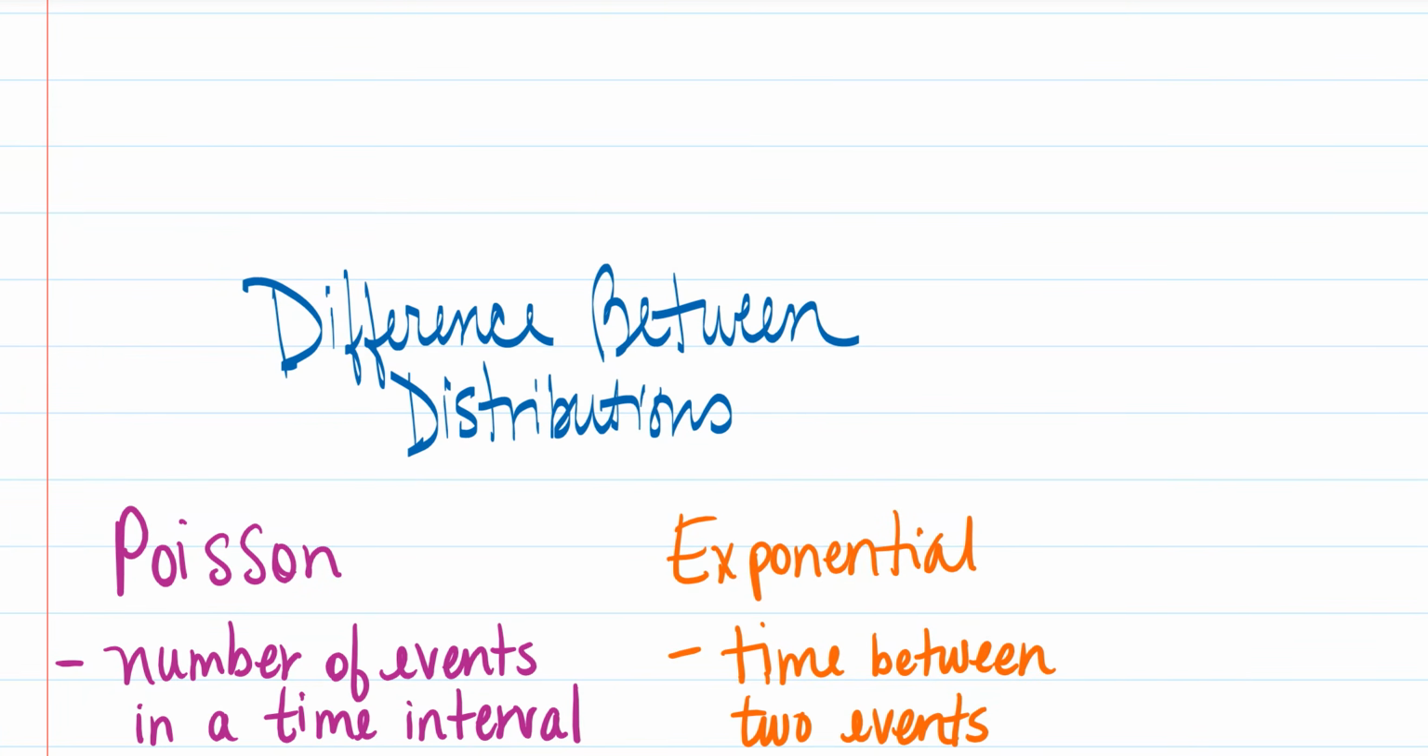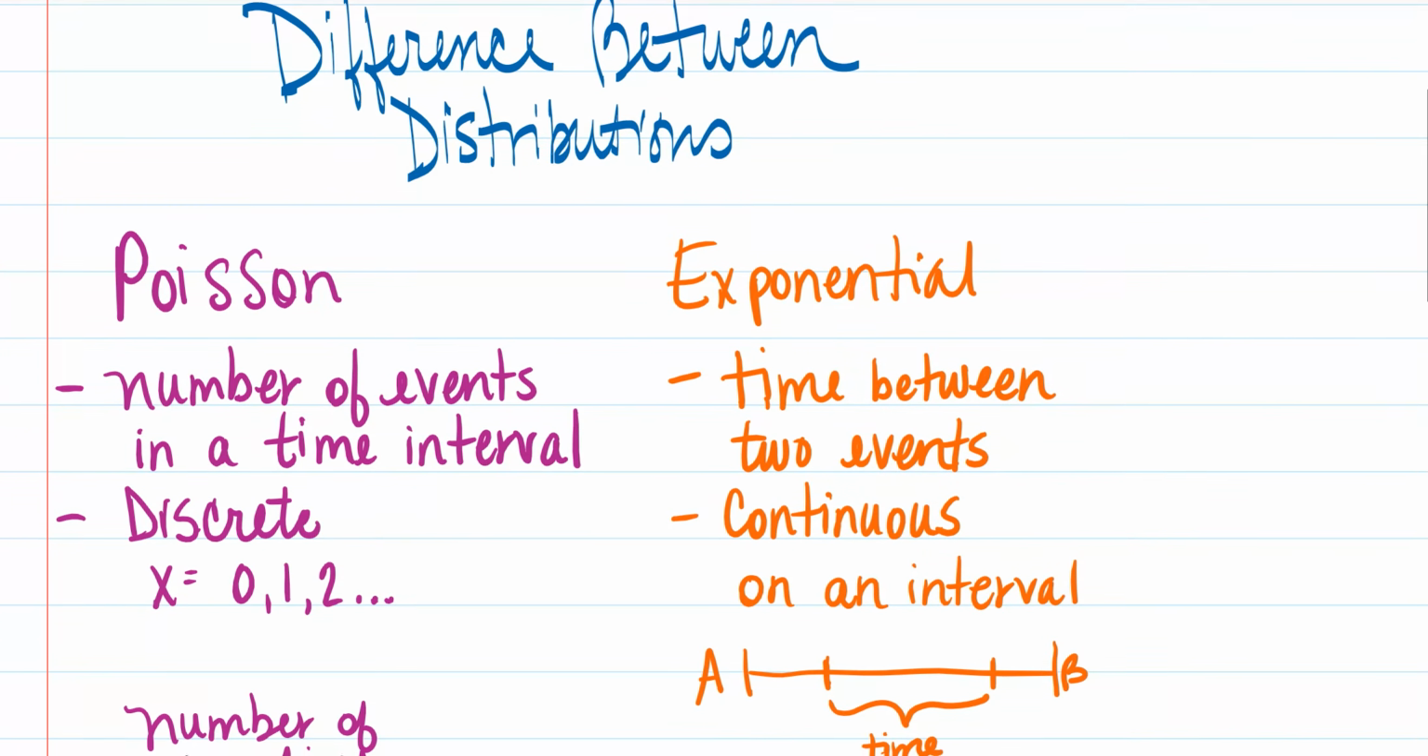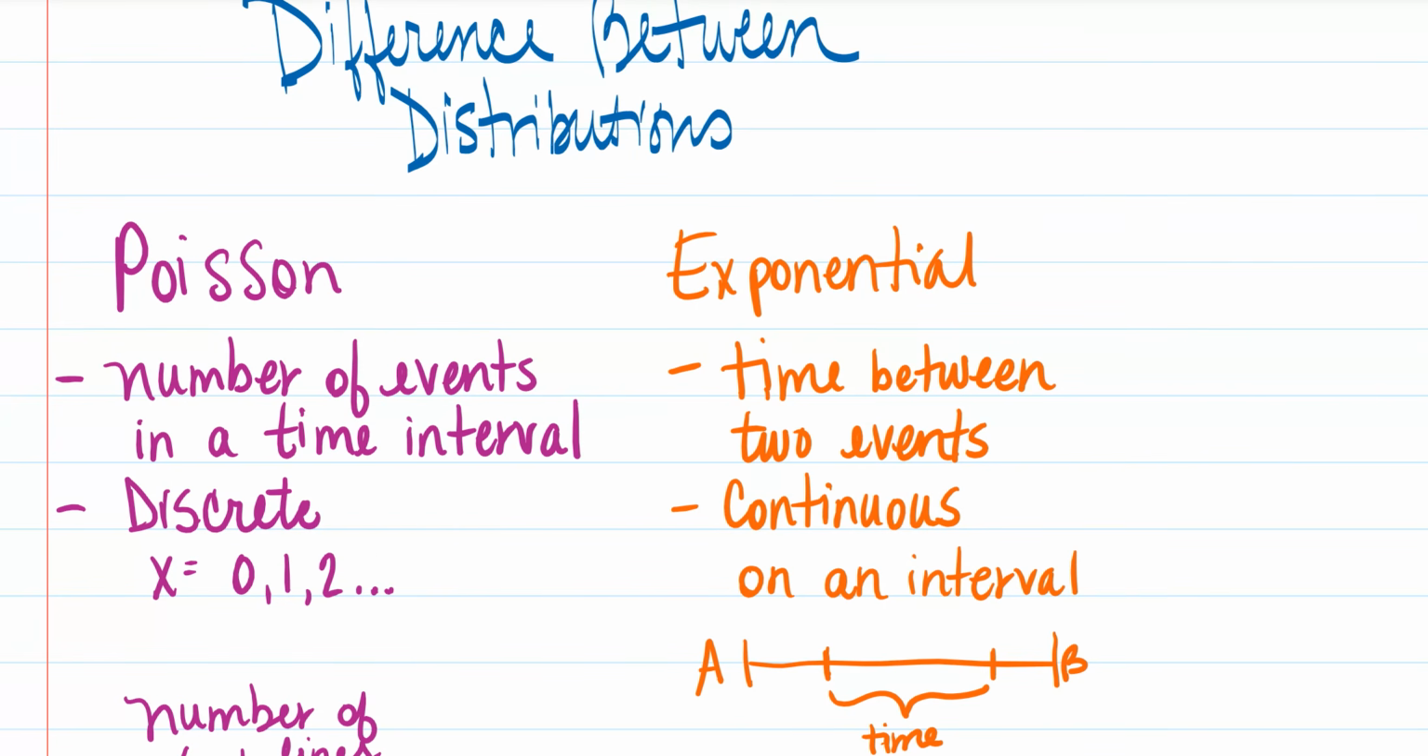With a Poisson distribution, though, we are looking at the number of events in a time interval. With an exponential distribution, we are looking at time between two consecutive events. The Poisson distribution is a discrete distribution, so your random variable x will take on non-negative integer values. So x can equal 0, 1, 2, and so on. The exponential distribution is continuous, so we are looking at an interval. We may be talking about a segment of time where x is units of time, like minutes or hours.